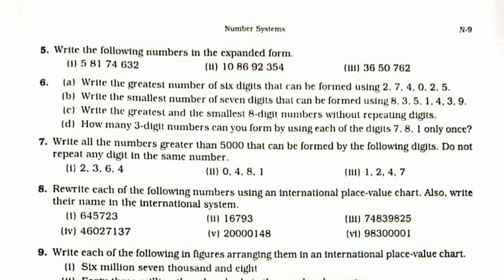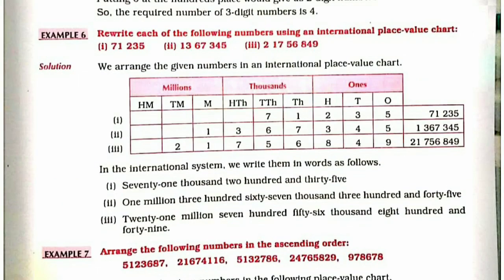Now we are moving forward towards question number 8, otherwise the video will be very lengthy. So now question number 8 is: write each of the following numbers using an international place value chart. Also write their names in the international system. So simply 6 parts are given, 3 parts we will do. Now you can see example number 6, the same question is there with different digits. So we can apply this pattern also.